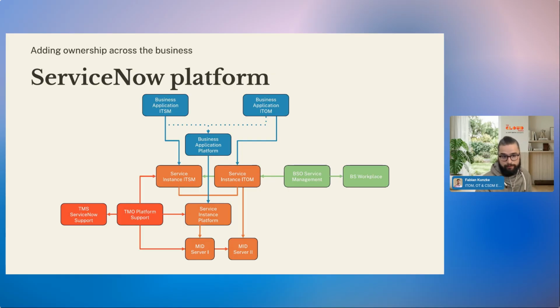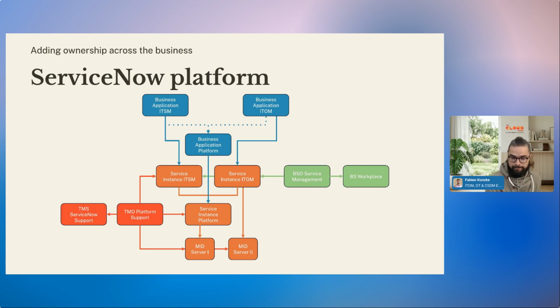So my product owner for ITOM is responsible for keeping that box where it says business application ITOM up to date. My platform owner for the ServiceNow production instance is responsible for keeping that record, ServiceNow instance platform, up to date. The team lead of the ServiceNow support team is responsible for making sure that the TMS and the TMOs are up to date. Our business service owner is responsible for keeping the business service and the business service offerings up to date.